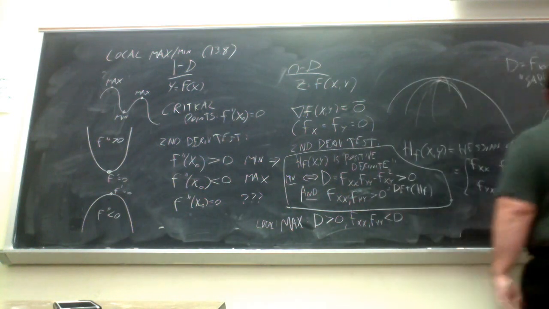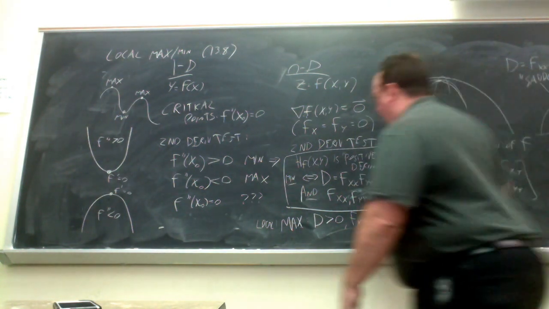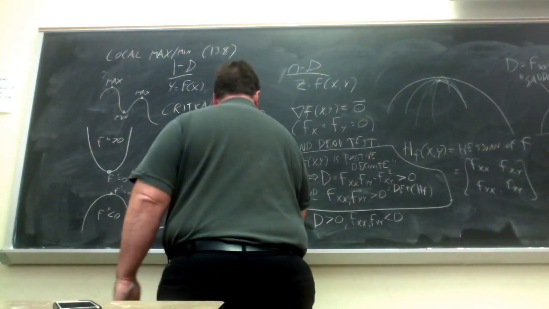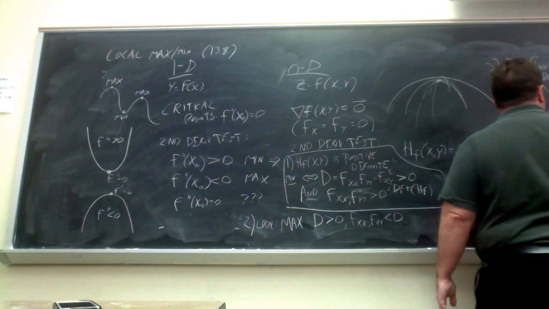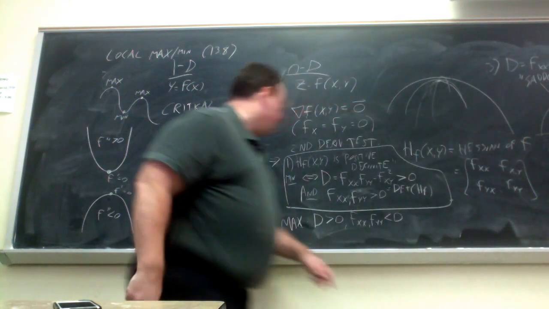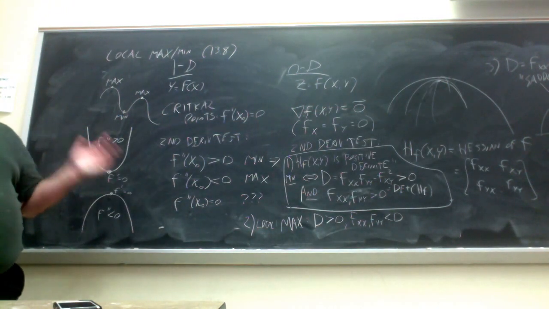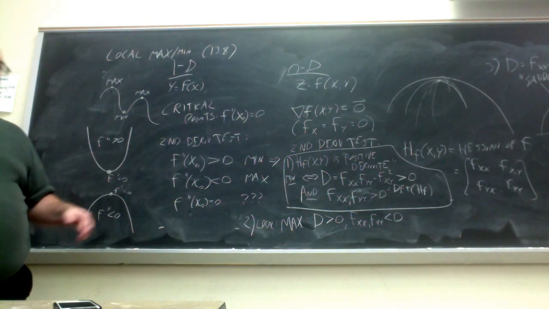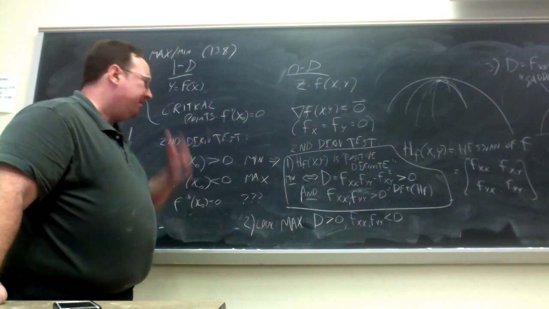And the only possibility left, so this is case 1, case 2, case 3, the only possibility left, case 4, is where this expression is equal to 0. In that case, we don't know anything. It's like when the second derivative is 0 in the one-dimensional case, it's inconclusive. We'd have to look at other things to determine if there's a max or a min or a saddle point or none of the above.